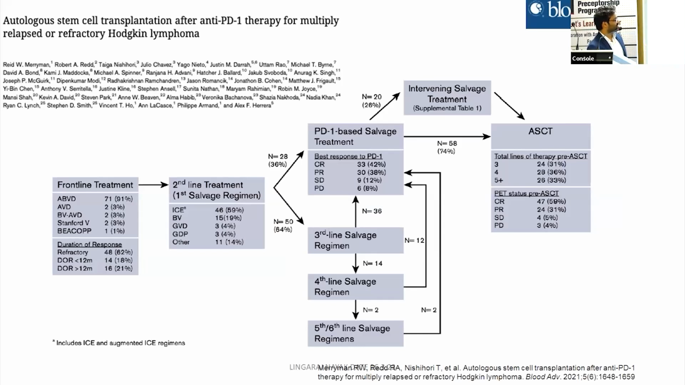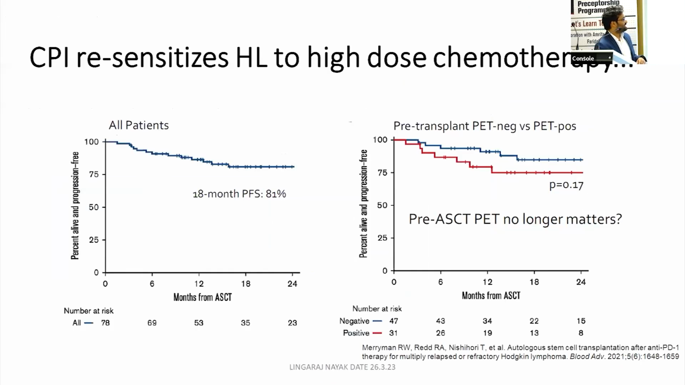And you can see that patients have received multiple salvage therapies, and PD-L1 inhibitor is one part of salvage. If they have been PET CR, you can see their 18-month PFS was 80%. And importantly, pre-transplant PET positivity with immunotherapy doesn't matter, probably, according to this data.